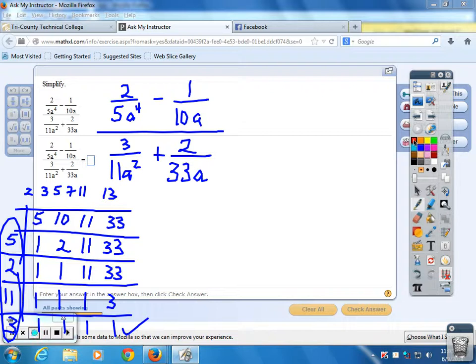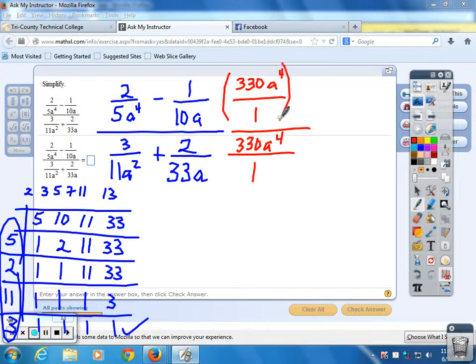So, 330 a to the 4th over 1, 330 a to the 4th over 1. So go ahead and multiply that through. And the good thing about it is you don't have to think too much because all your answers are right over here. And I'll show you what I'm talking about. So I'm going to put a baby step in there. 330 a to the 4th over 1.